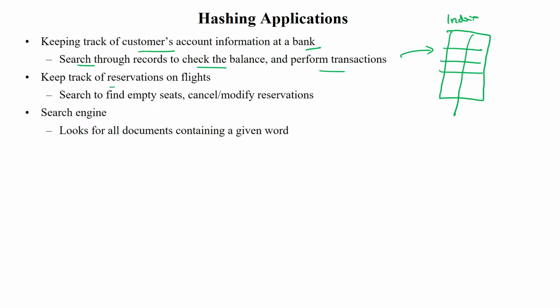Then we can keep track of reservations of flights, railway booking systems, and bus booking systems. Here we can use the hashing function to find out the empty seats, and cancel or modify the booked reservations. And also in search engines, we use it to find the web link for a given word or sentence in a Google search.